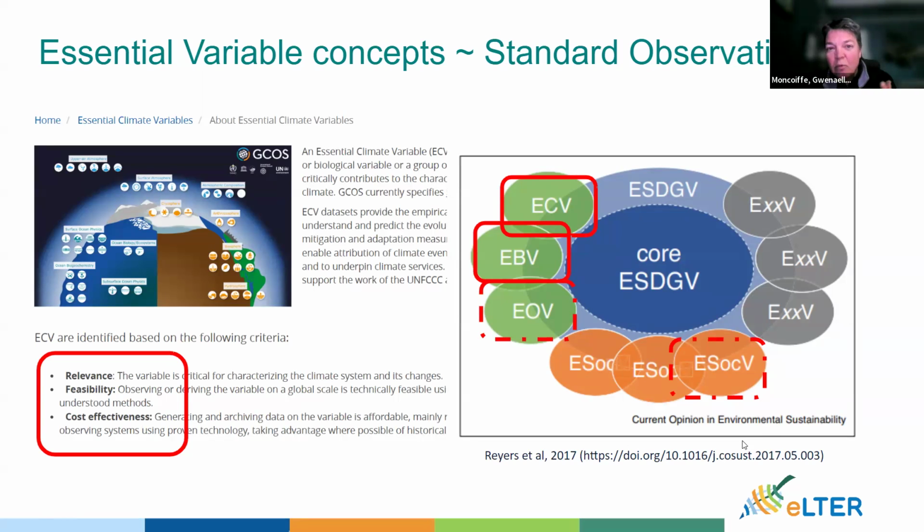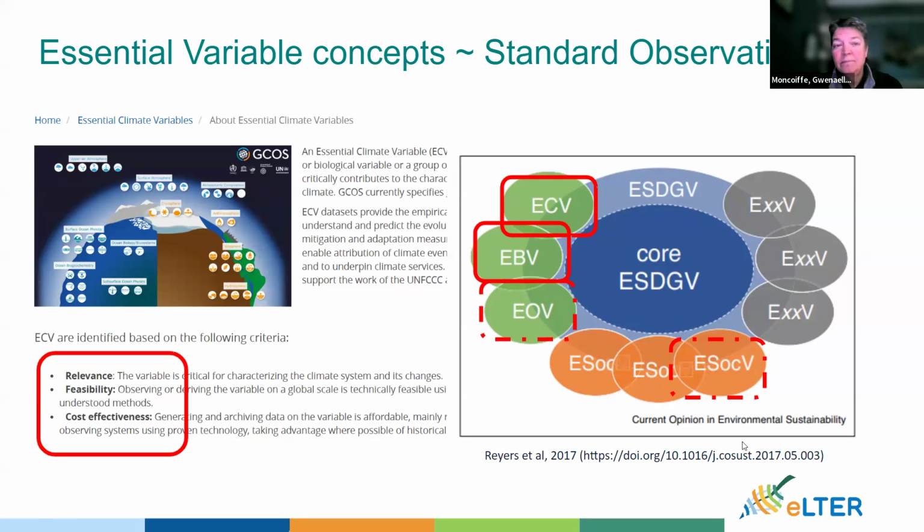Basically, they are similar, and they also have a similar reason for being: grouping variables that are necessary for a particular purpose. The selection of those variables is based on their relevance to that purpose, the feasibility of carrying out the measurement on a big scale, and the cost effectiveness as well. And standard observations have, to some extent, overlaps with essential climate variables, essential biodiversity variables, and to a lesser extent, essential ocean variables, and also sociological parameters.